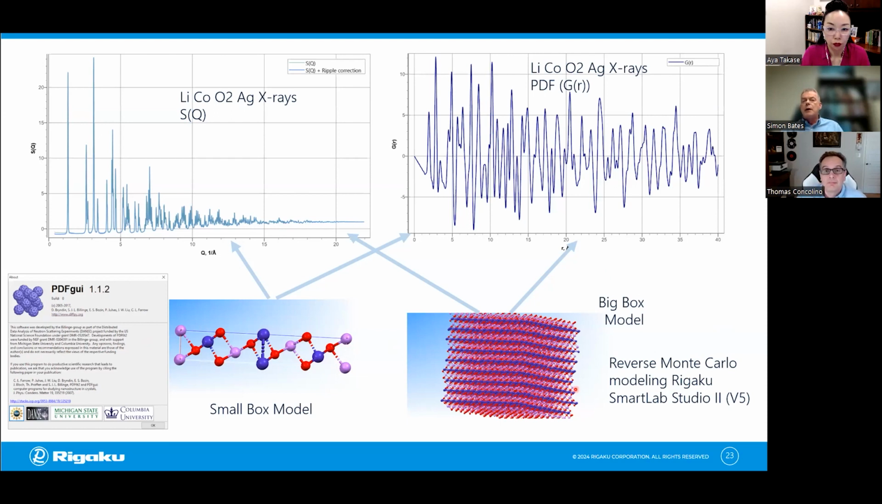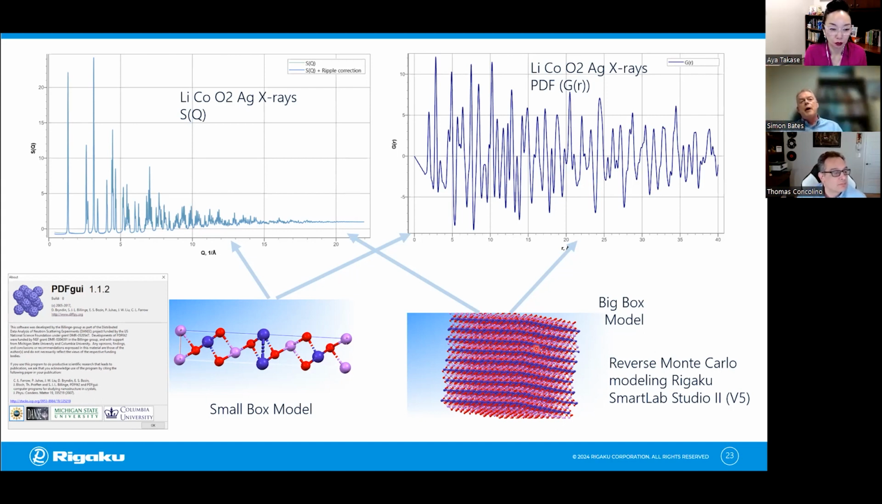For big box models, we're implementing our own big box model in SmartLab Studio II, and that will be released in version 5, so keep a lookout for version 5 of SmartLab Studio II. In a big box model, we literally throw in thousands of atoms. This one here has something like 7,000 atoms in a big box. Then we randomly refine those using what's called reverse Monte Carlo. It uses specific statistical vibrations, and we can impose some bond constraints and atomic distance constraints as well.